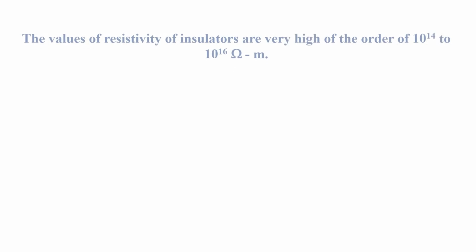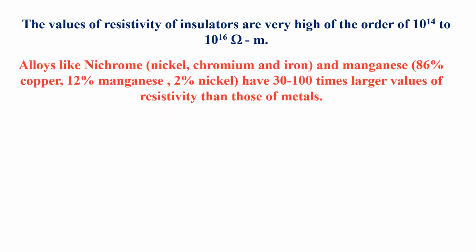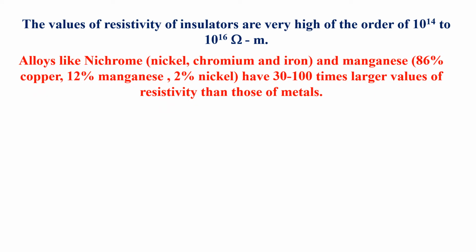Okay. Now, the value of resistivity of insulators is very high, Nana. Very high, in the order of 10 to the power of 14 to 10 to the power of 16 times more. The resistivity value is that much for insulators, in ohm meters. Okay. And alloys like nichrome and manganese also have 30 to 100 times more resistivity than metals. Nichrome and manganese have much higher resistivity capacity than metals. How much higher? 30 to 100 times higher.